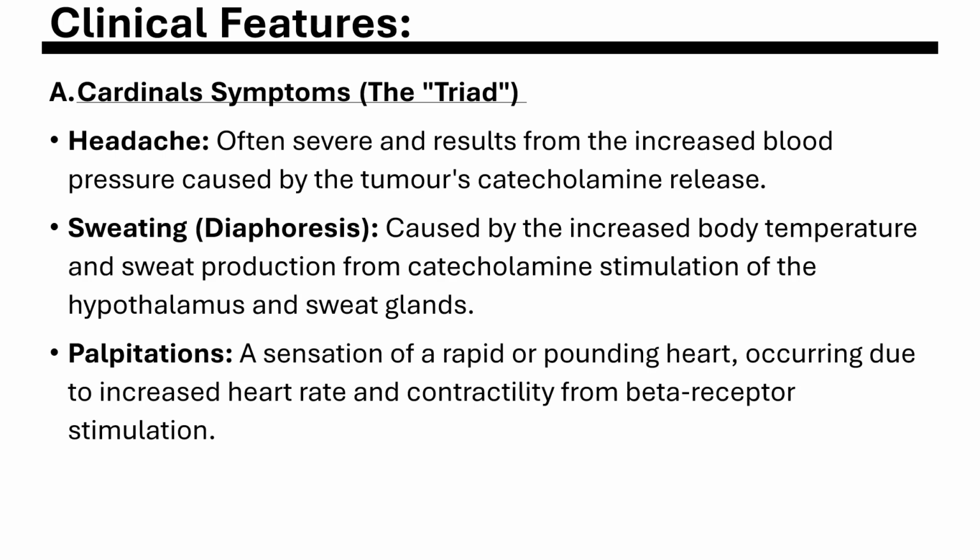And palpitations, and this is the feature of rapid heartbeat, and we know that these catecholamines act on the beta receptor present on the myocardial cell, and there that will have positive chronotropic, inotropic, and dromotropic action. So this will increase the heart rate and contractility, and this eventually leads to the sensation of the rapid or pounding heart, which is called palpitation.